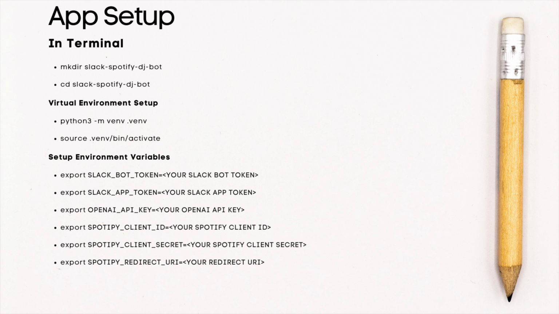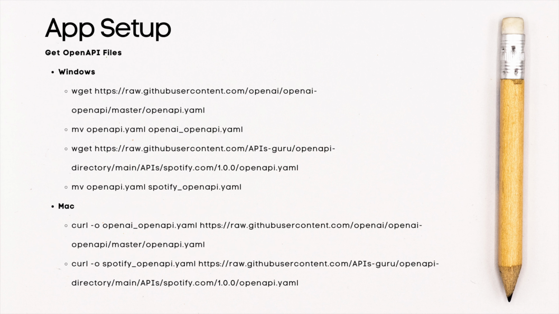And then we need your Spotify client ID, client secret, and the redirect URI, which we did configure earlier on. All right, so one last thing, we need to download a few YAML files from a repository that contains OpenAPI specs, which is how we're going to be feeding the large language model, OpenAI GPT, with information on how to call the various APIs it's going to be calling.